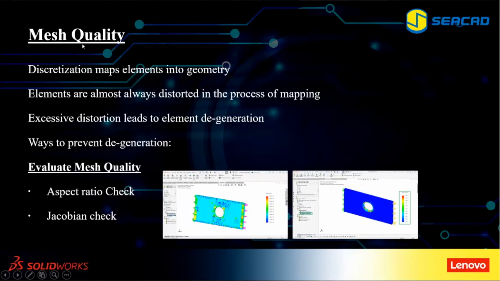Then we move to the second topic, mesh quality. How can we evaluate the quality of the mesh? I create a mesh, but I'm not sure how to evaluate its quality, right? So now I would like to introduce two ways to evaluate the mesh quality: the aspect ratio check and the Jacobian check. You can see the two plots. On the left side is the aspect ratio plot, and on the right side is the Jacobian plot.